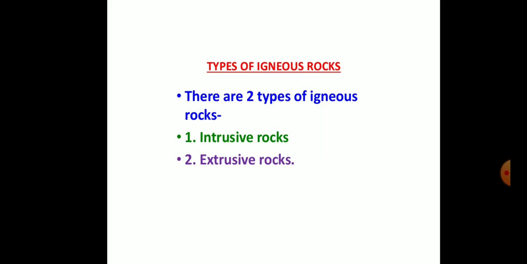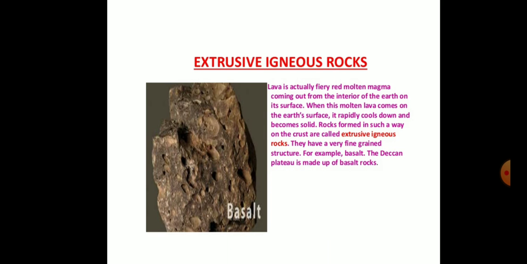And we have two types of igneous rock: intrusive rock and extrusive rock. Intrusive rocks are those rocks which form inside the earth's surface, and extrusive rocks are those rocks which are formed outside the earth's surface. And we have a description of this extrusive igneous rock.